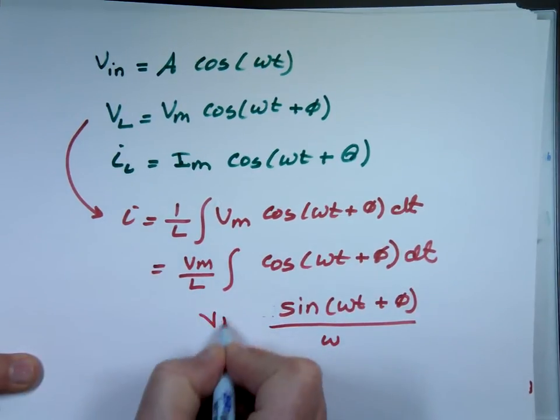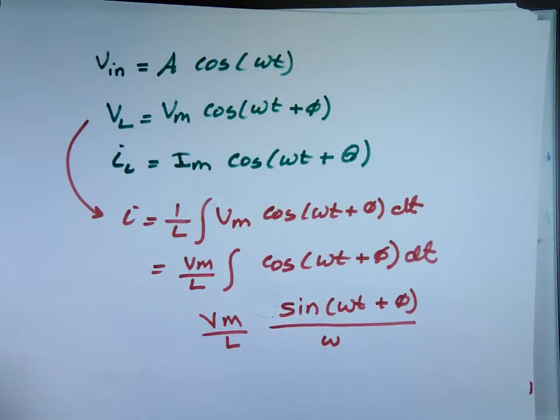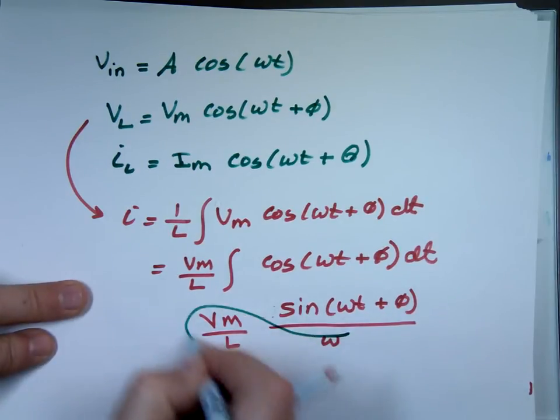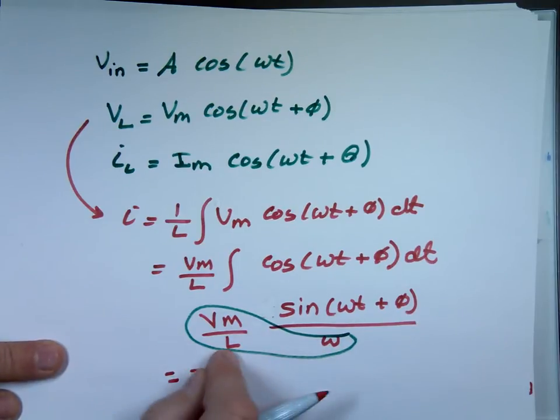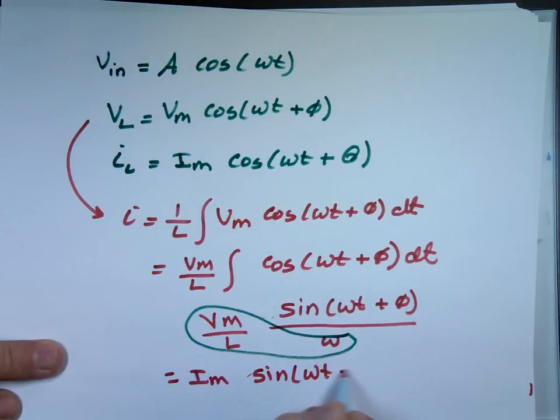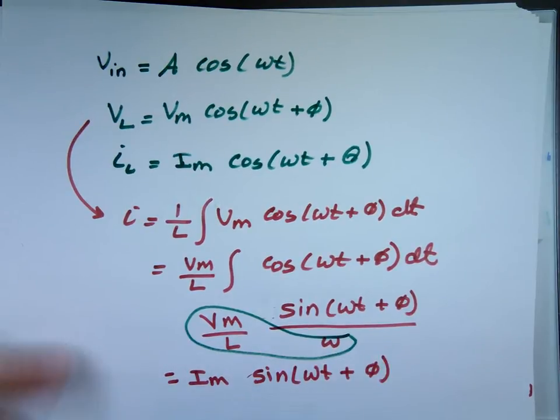V max over L, this is a constant right here. Some number, we'll call it I sub m. It's going to be a number, Vm over L times W on the bottom, some constant, times sine(Wt plus phi). I don't like sine. I'm going to convert sine to a cosine.